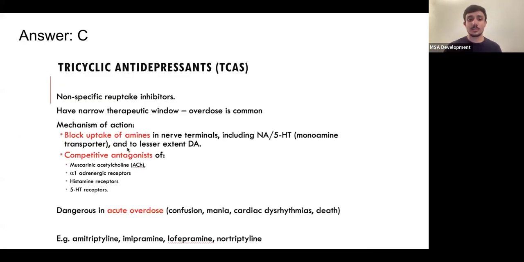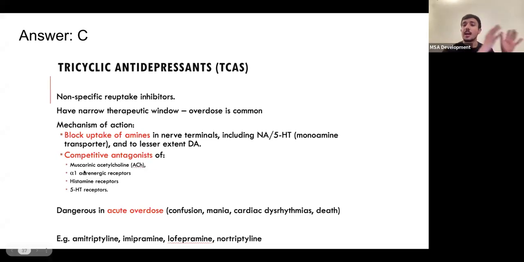So amitriptyline, look at this nasty mechanism of action here. Competitive antagonists of everything on earth. It blocks acetylcholine, it blocks histamine, it blocks serotonin. We only benefit from the serotonin. So from these other effects, you can call it HAM. That is the mnemonic for remembering the side effects of tricyclic antidepressants. HAM: histamine, adrenergic, and then muscarinic.